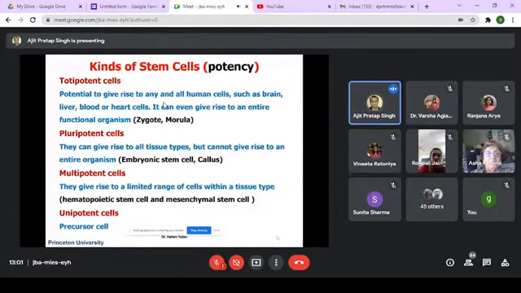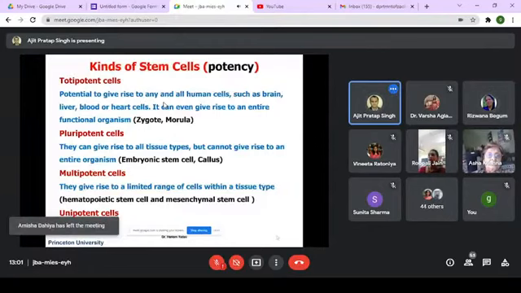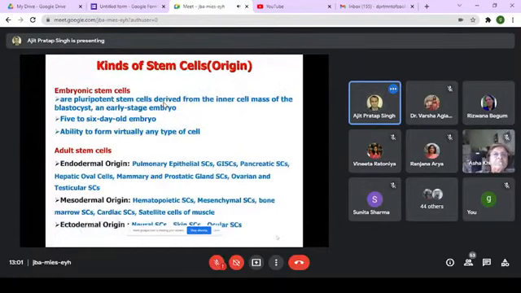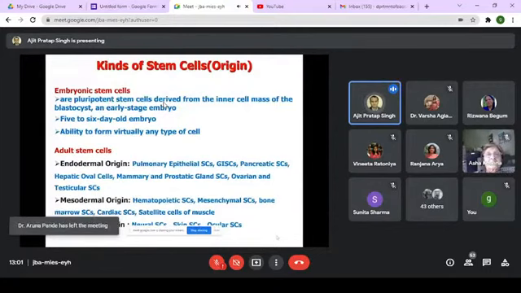Why? Pluripotent cells can be differentiated into around 200 types of cells, and the inner cell mass in the embryonic stem cell has the property of pluripotency. Multipotent stem cells are those which can give rise to a limited range of cells, like hematopoietic stem cells or mesenchymal stem cells. On the basis of origin, it may be embryonic stem cell or adult stem cell. Embryonic stem cells are pluripotent cells derived from the inner cell mass of the blastocyst at an early stage of the embryo, around a 5 to 6 day old embryo, able to form virtually any type of cell.